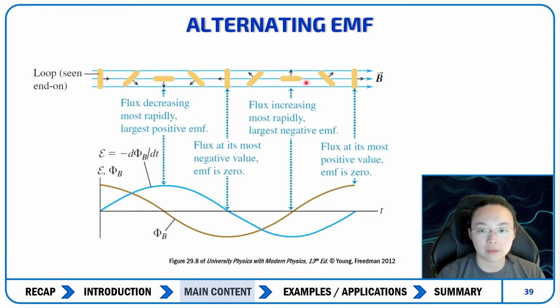to a flat rate, or the loop goes back to a flat orientation, but now pointing in the opposite direction. So you have a larger magnitude, but the largest negative EMF. And of course, when it goes back to straight up, it's going to be 0.